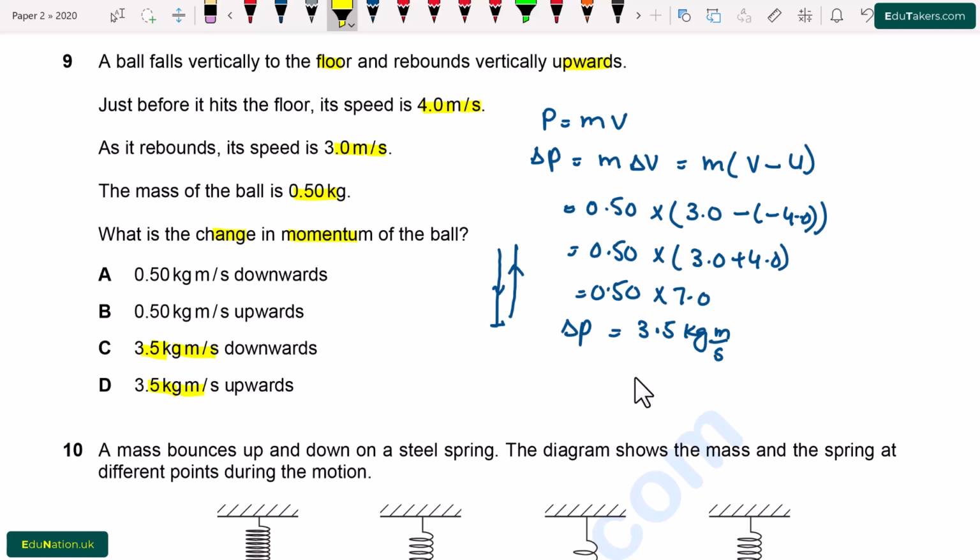But what's the direction of the momentum? Either it is downwards or upward. So its direction will be upward in the direction of the final speed. So from here option D is correct.